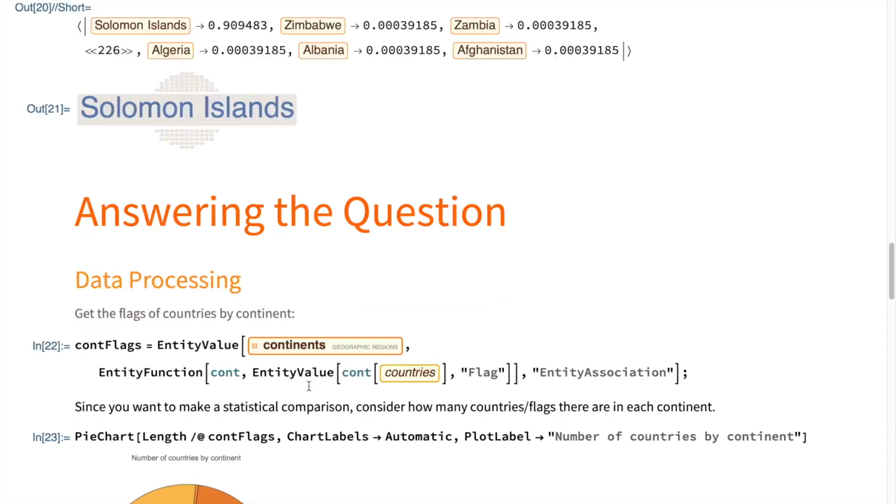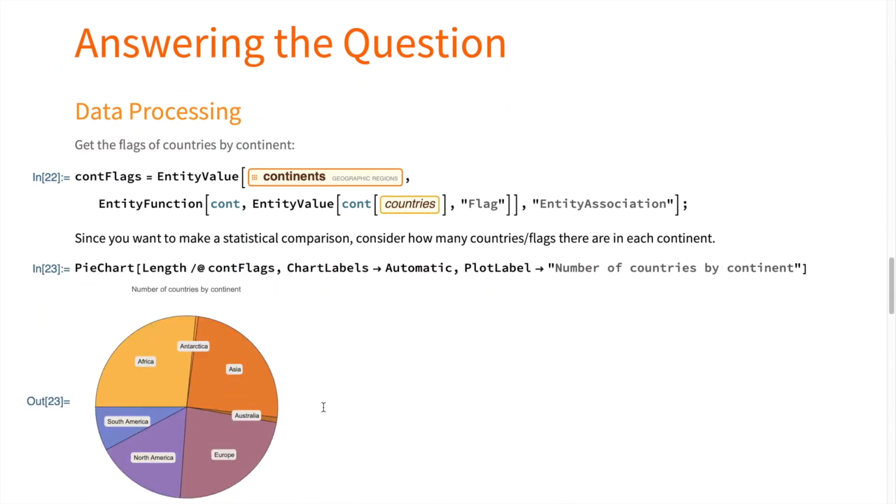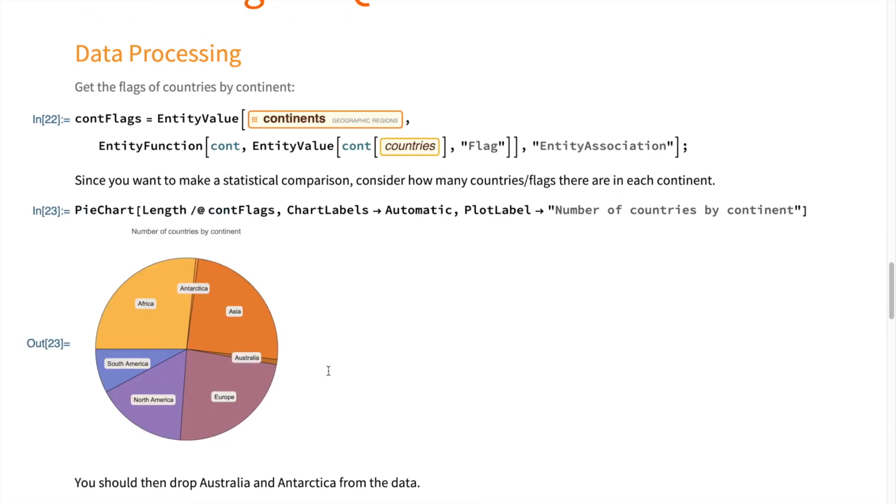Okay, now on to answering our question. First, let's do some data processing. We'll set up a list of countries in different continents and their respective flags using entity value and entity function. For the entity class continents, we will take the flag of each country in there and make sure we have the entity associated with it.